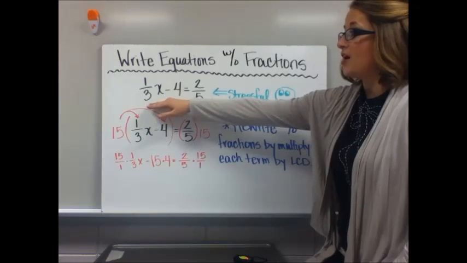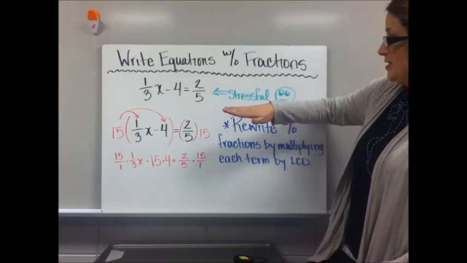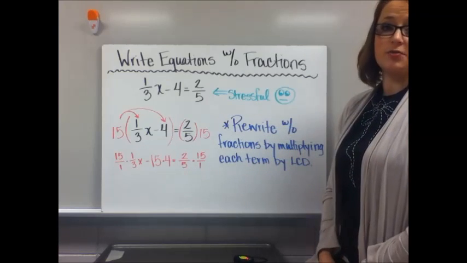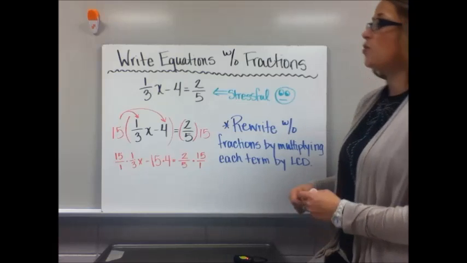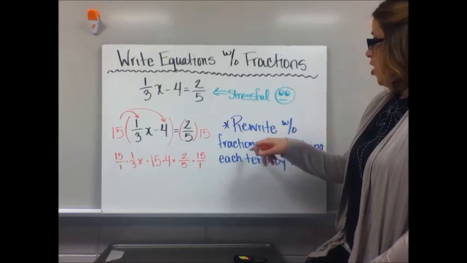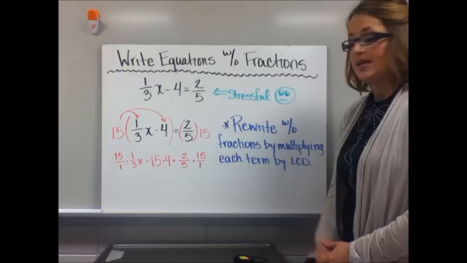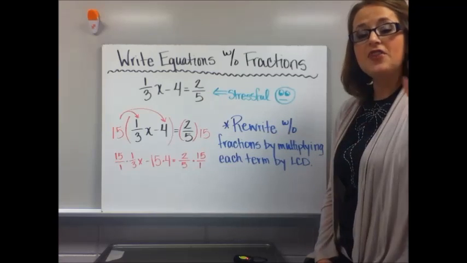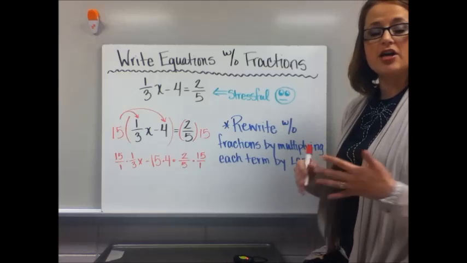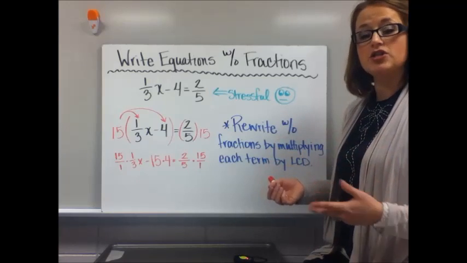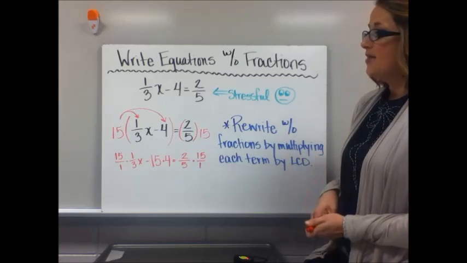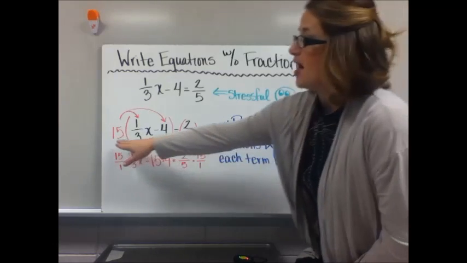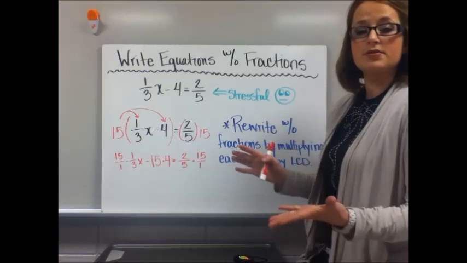And this right here, 1/3 x minus 4 equals 2/5, is stressful. I don't know about you, but I would prefer to not work with fractions when we're dealing with an equation. So what you can do is you can rewrite without fractions by multiplying each term by the LCD, which is the least common denominator. If you'll think back to expressions, equations, I taught you that you could do anything to an equation as long as you did the same thing to both sides. This would be the multiplication property of equality. It is okay for me to multiply by 15 as long as I do that on both sides.